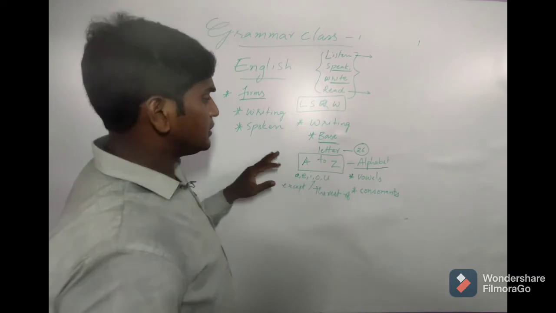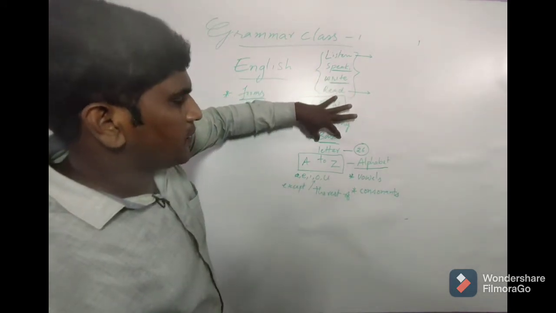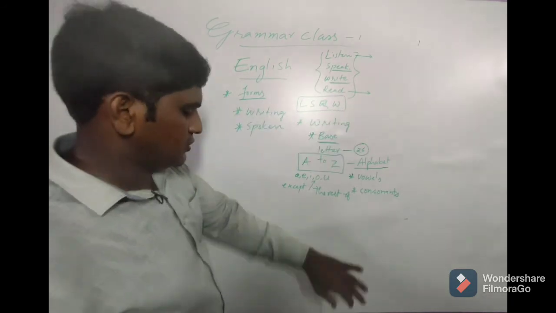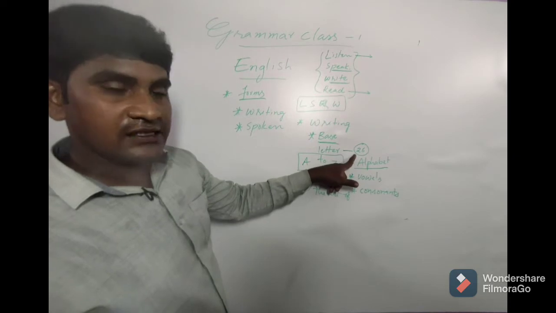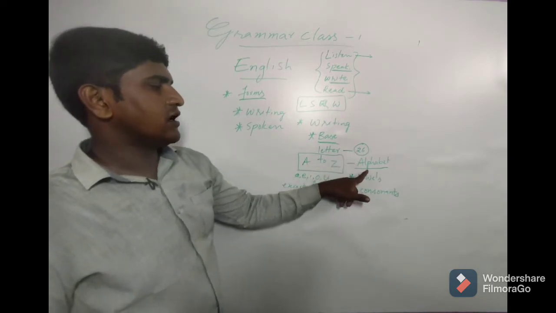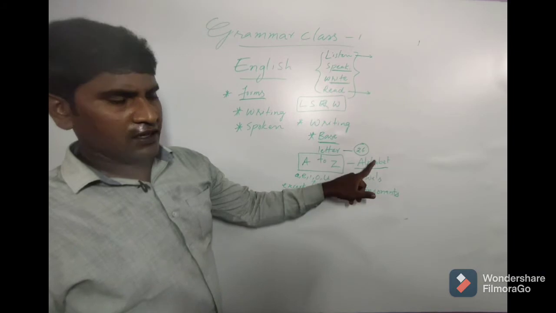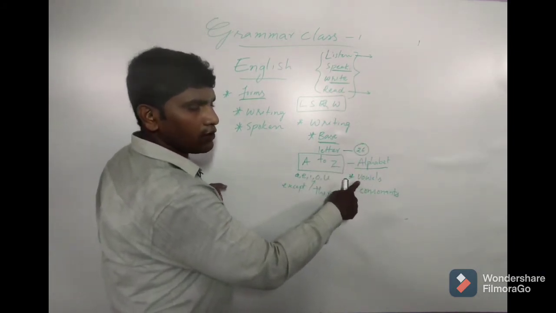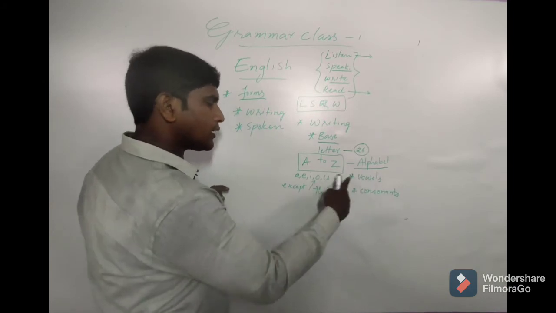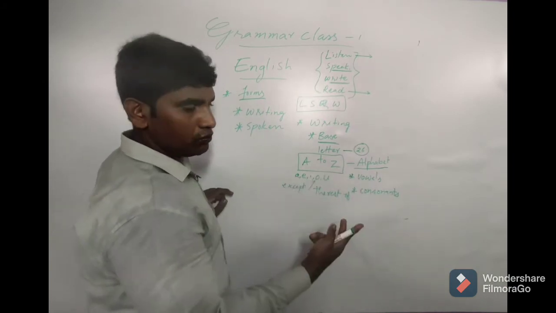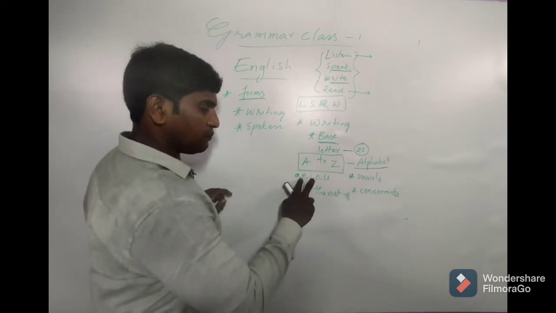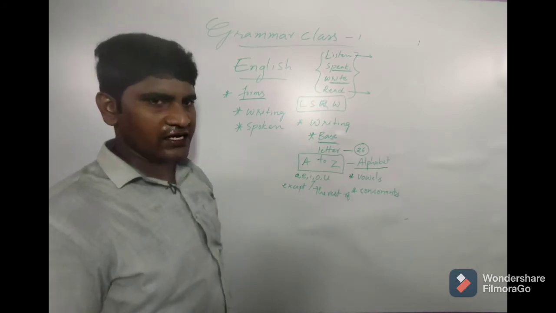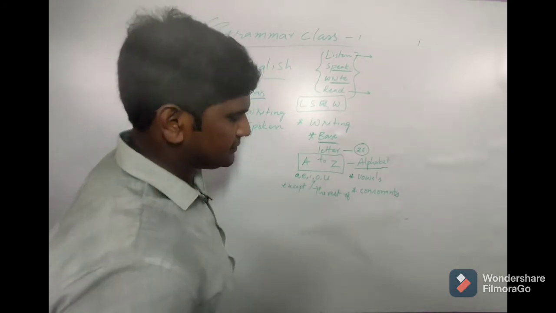Did you understand this? For the writing form, the base is the letter. In the English language, we have letters from A to Z. They are 26. These 26 letters we call an alphabet. These 26 letters are further classified into two groups: vowels and consonants. What are vowels? A, E, I, O, U. And what are consonants? Except A, E, I, O, U, the rest are called consonants. Did you understand this?